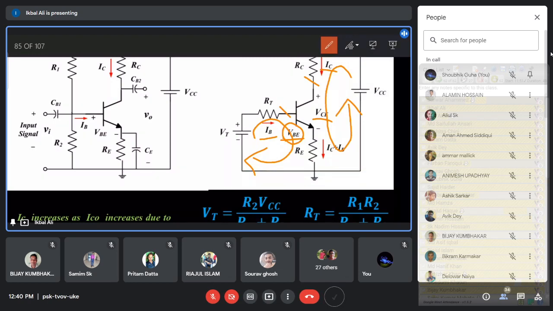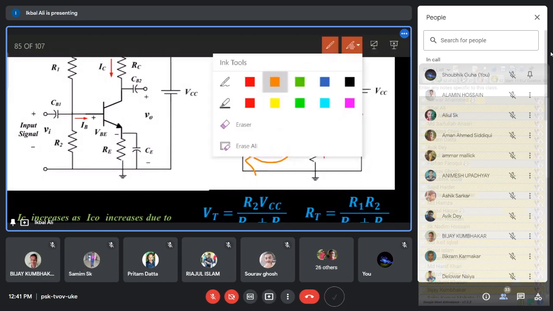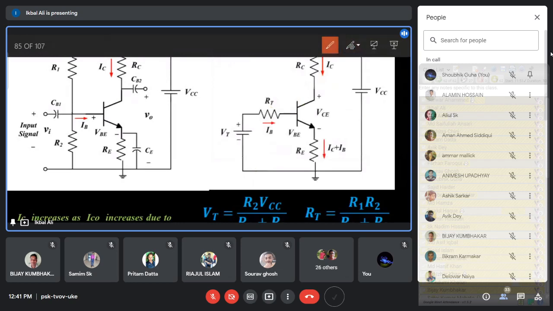Then you can solve for the 3 quantities and get how much base current is flowing, how much collector current is flowing, and how much is the collector emitter voltage for this biasing circuit. I hope you have understood how to calculate these parameters, what the unknown variables are and what the known variables are.